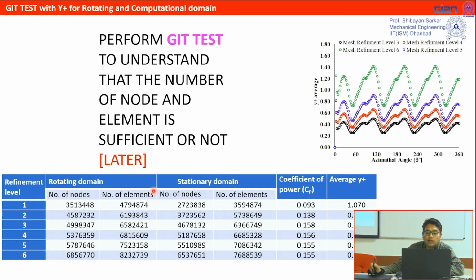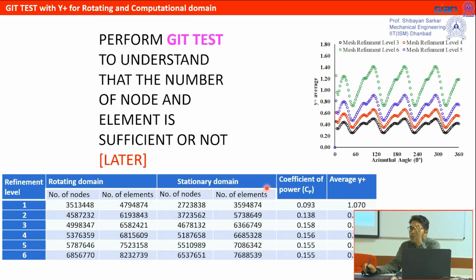And then with these same characteristics, if I would like to proceed, suppose the characteristics of the mesh we have considered for the rotor, the similar characteristics we have considered for the stationary or computational domain. So corresponding to refinement level 1, I am representing rotating domain values as well as stationary domain values, and corresponding to this I am trying to calculate.